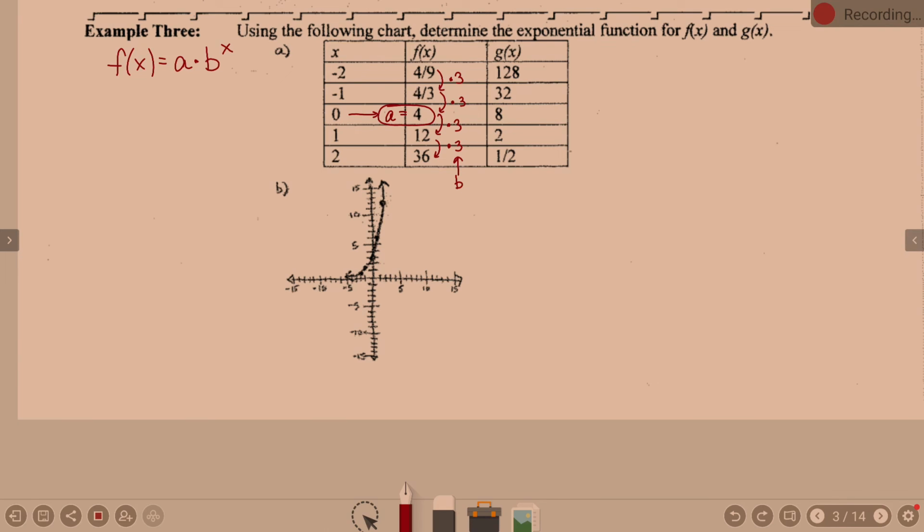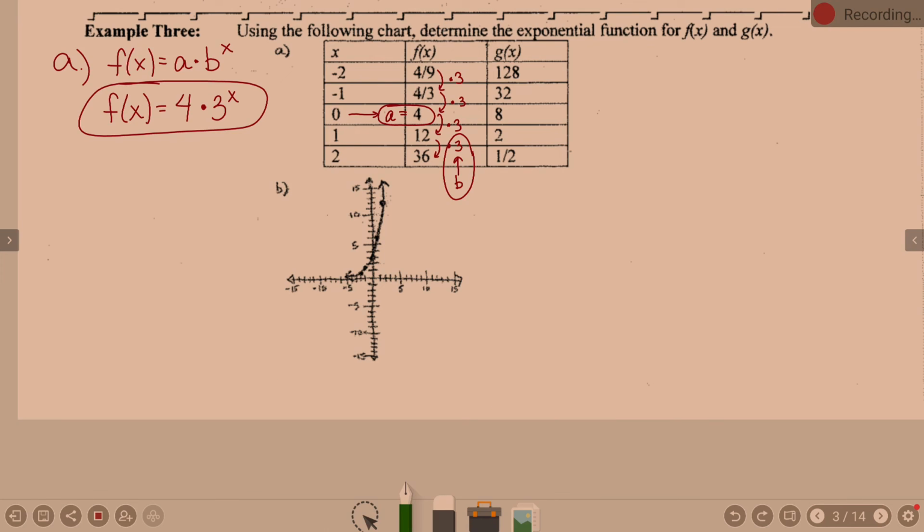So, can I write an equation now? We certainly can. So, for part A, I'm going to say f of x is 4 times 3 to the x. That is f of x.